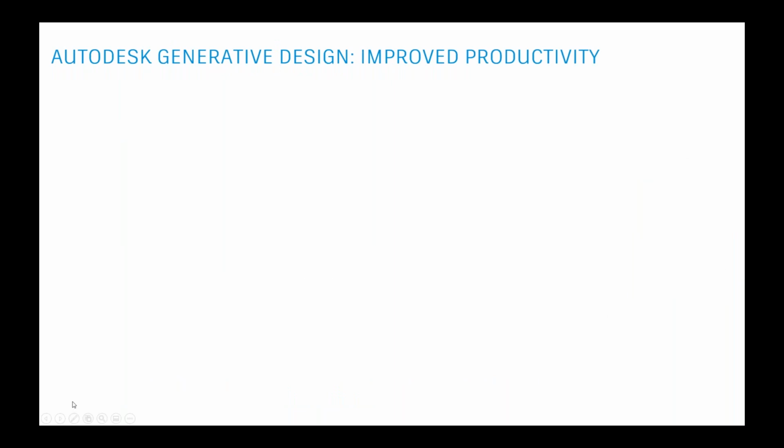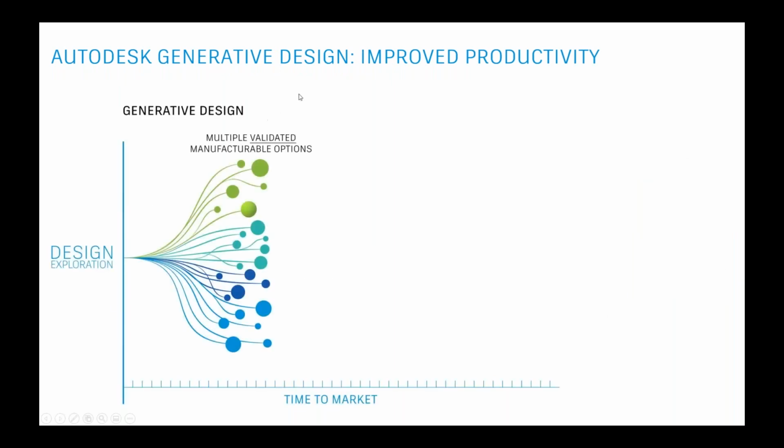But if we were to run that through generative design, what we're saying is it's going to improve your productivity. Why? Because it produces multiple validated manufacturable options. So that is one of the greatest outcomes of generative design, is that it produces many validated manufacturable options. And again, that ties back to what I had mentioned earlier, where you are giving the program information about what loads it needs to withstand, what materials it is able to choose from, what manufacturing methods you can utilize.